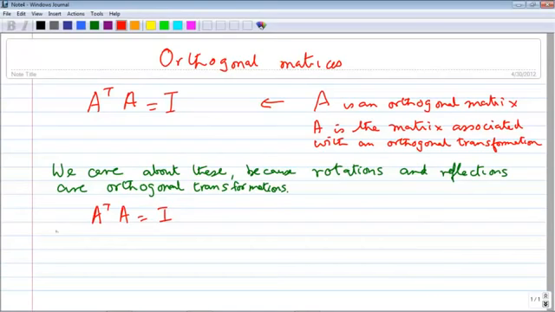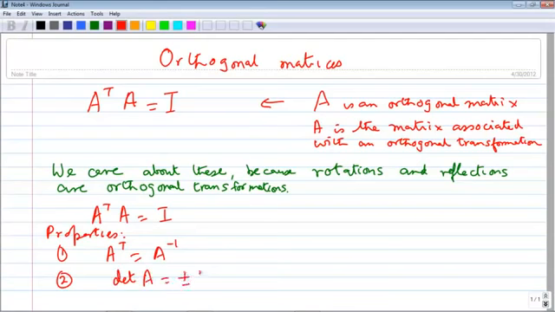So one consequence is some properties. One is that A transposed is A inverse. I showed that last time. Second property is based on the fact that we will show that the determinant of A is equal to plus or minus 1. How do we show this? Proof.